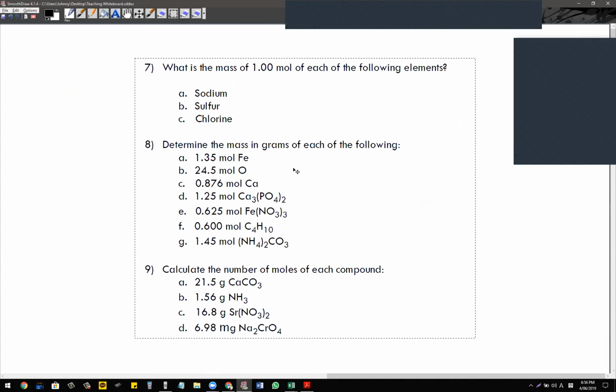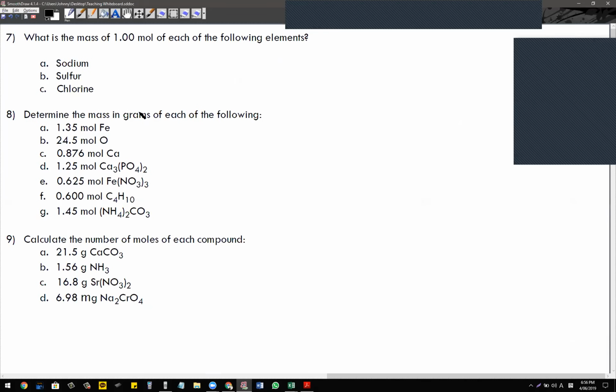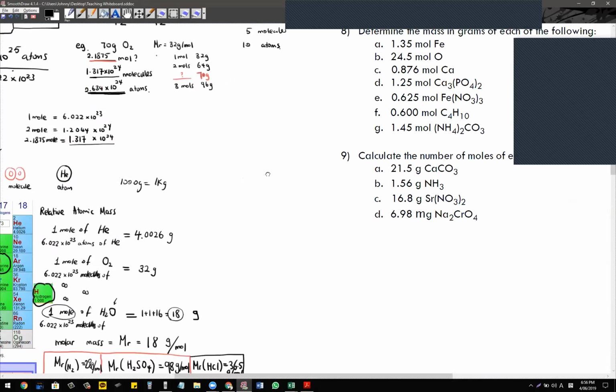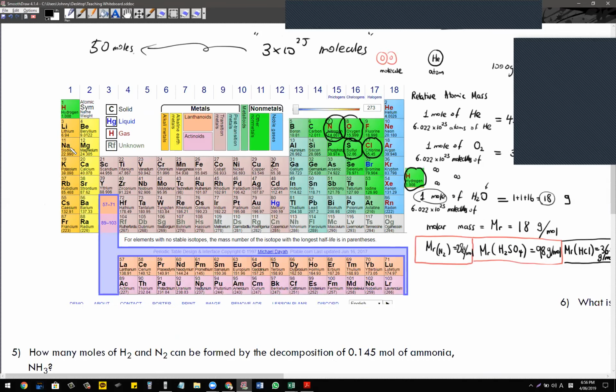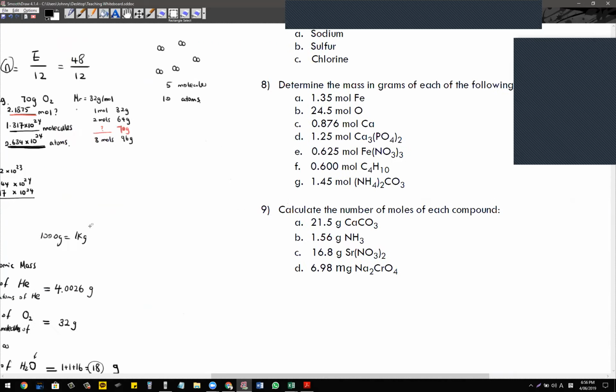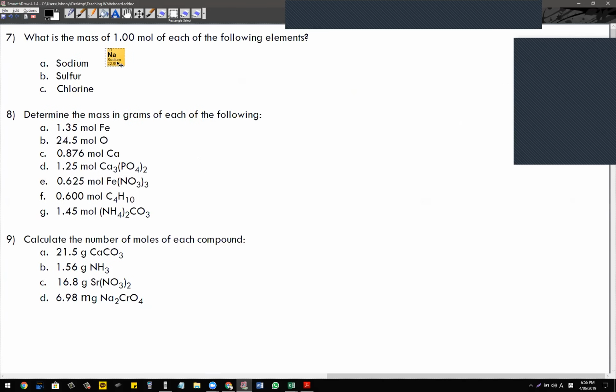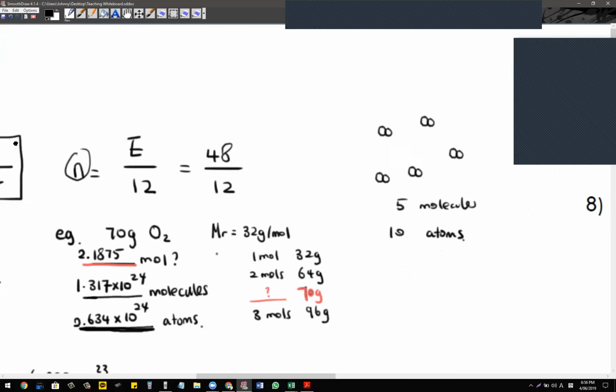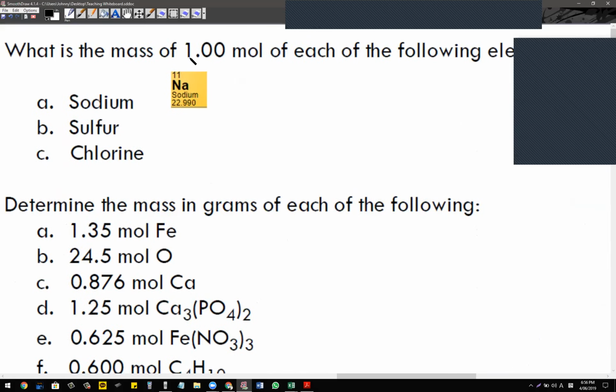Okay, so we already dealt with this one. Sodium. If you look at the periodic table, it's right there, Na. Let me copy that. It's a bit too small, so I'm going to zoom in. So what is the mass of 1 mole of sodium? Can you guys type in the answer? This is Na, Na is sodium.